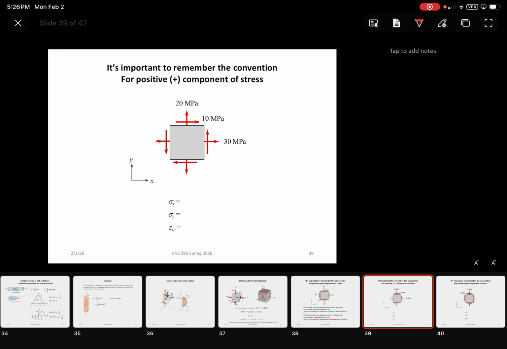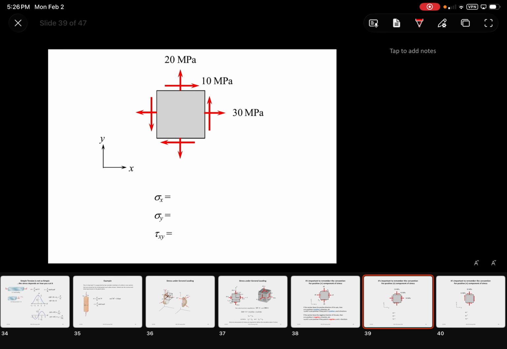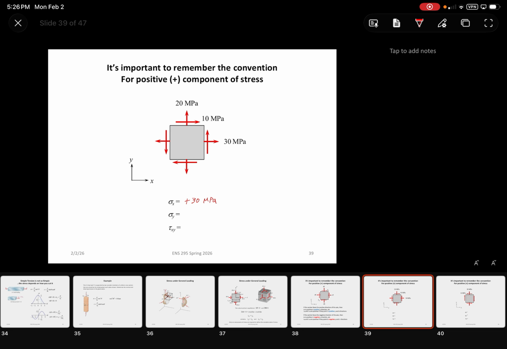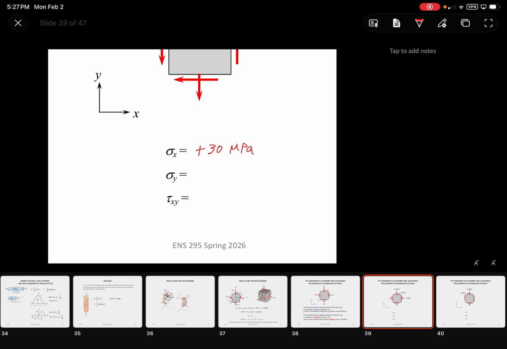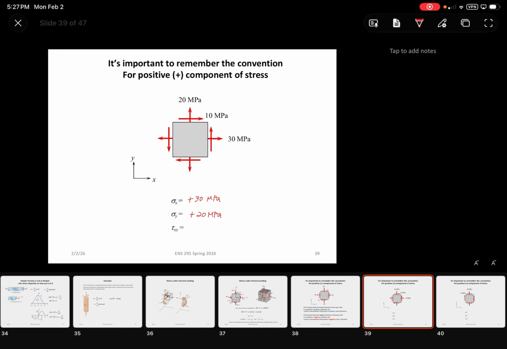What do you think sigma x is going to be? First, who can tell me what sigma x is? Is it just 30 megapascals? 30 megapascals, yeah. Positive or negative? Positive. Awesome. Who's got sigma y? Yeah, 20 megapascals. Positive or negative? Positive. Who's got tau xy? Yeah, it would be 10 megapascals and positive. Yes. Awesome.